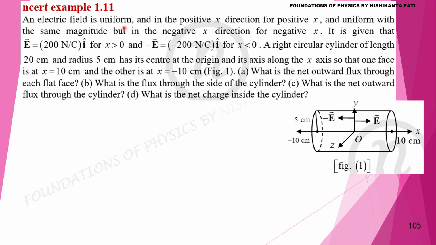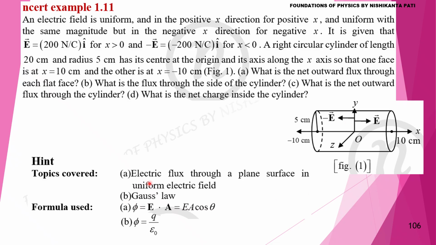An electric field is uniform on this side and has this value. The electric field is uniform on this side and has this value. What is the net flux through each flat face? It is a flat face. It is a flat face. What is the flux through the curved side? What is the net flux through the cylinder? What is the net charge inside the cylinder?